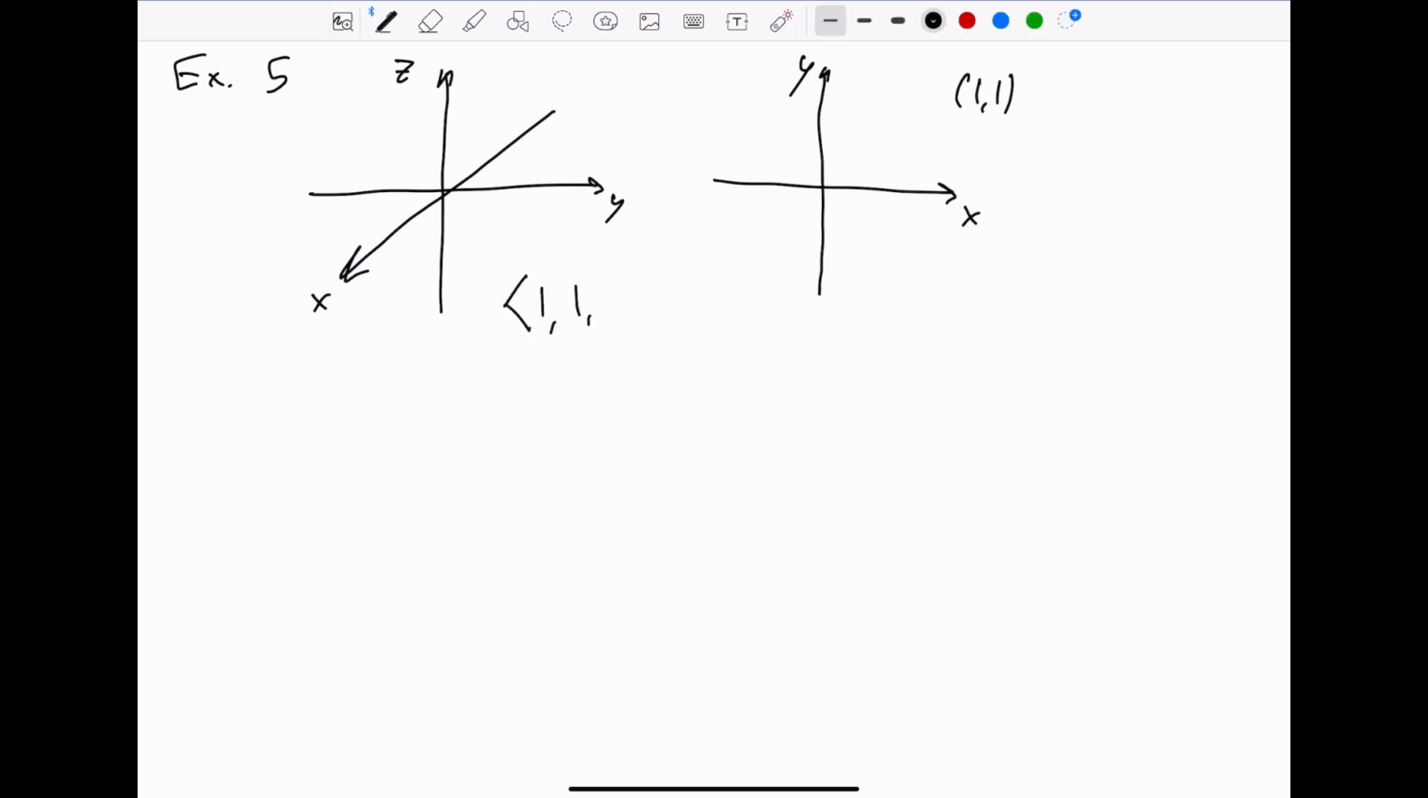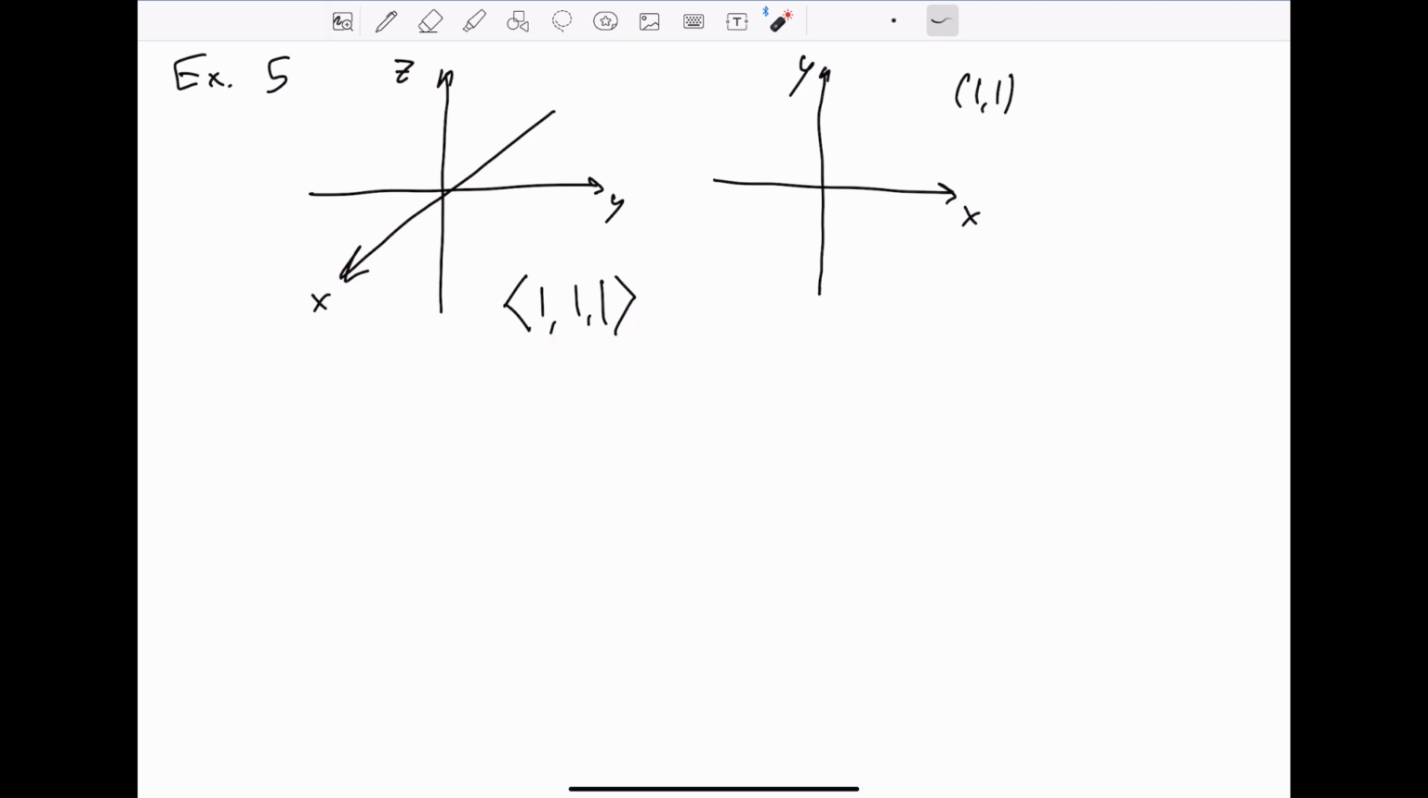If we take the vector 1, 1, 1, this makes a 45-degree angle with all of the different axes. Again, it's tricky to visualize in 3 dimensions, but imagine going 1 in the x direction, 1 in the y direction, and 1 in the z direction, and we'd have a 45-degree angle with all of the axes. Now we want to know, what do we scale this vector by so that it has length 7?